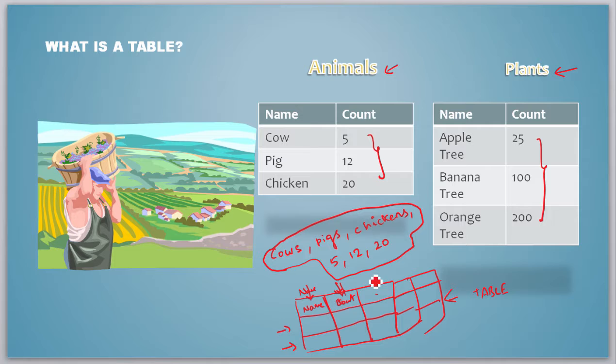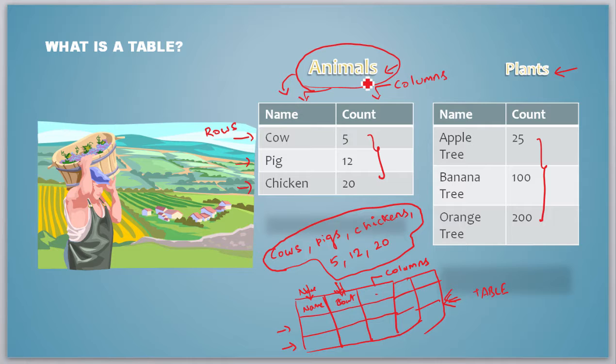These are called columns. These horizontal data are called rows, or some people call them records. So now we have vertical lines and horizontal lines segregating the data, and this structure is called a table. A table has columns and rows, and a table will also have a name. This table is called animals, right?